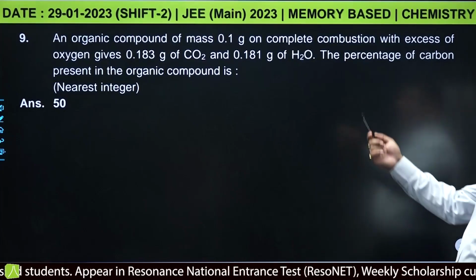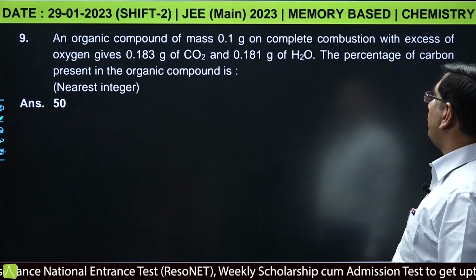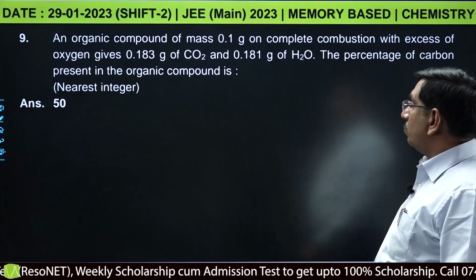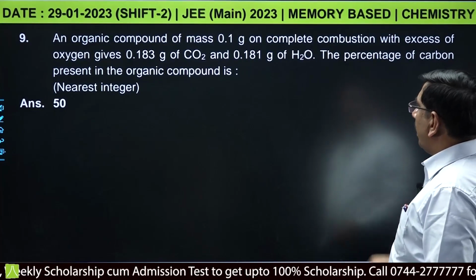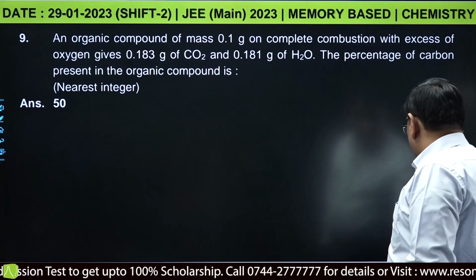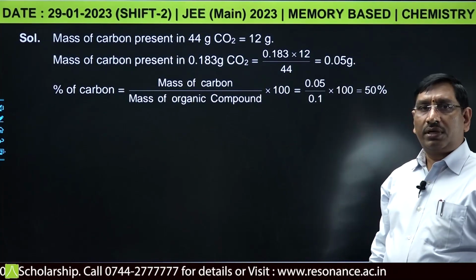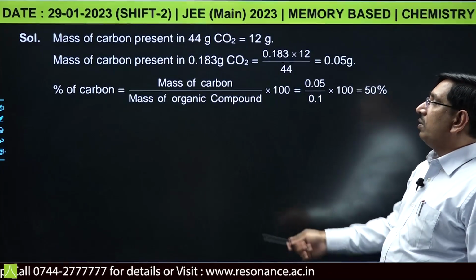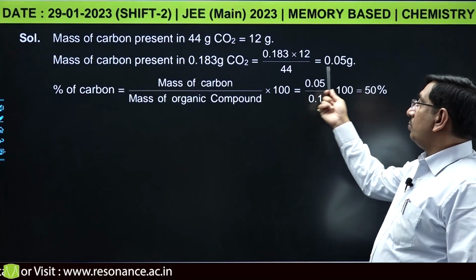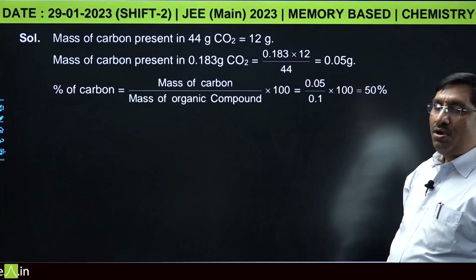Next one, an organic compound of mass 0.1 gram on complete combustion with excess of oxygen gives 0.183 grams of CO2 and 0.181 grams of H2O. The percentage of carbon present in the organic compound is. Here the mass of carbon present in 44 grams of CO2 equals 12 gram. The mass of carbon present in 0.183 grams of CO2 will be 0.05 gram. Now the percentage of carbon will be equal to 50%.